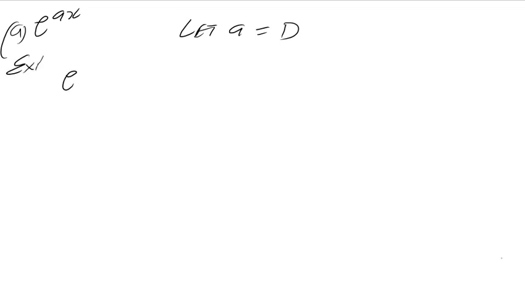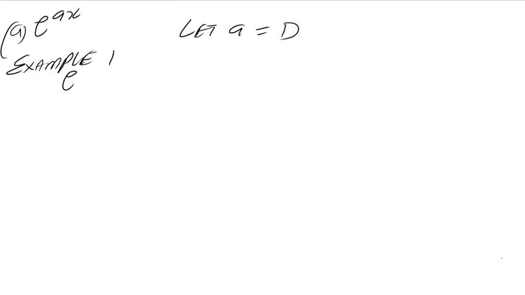The first one is for e to the power ax, where ax is the f of x, or the function of x. We're going to start by doing one example. For this theorem, you're going to say let a equal to D. That's the first theorem.